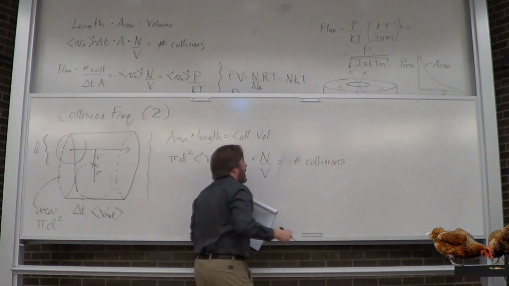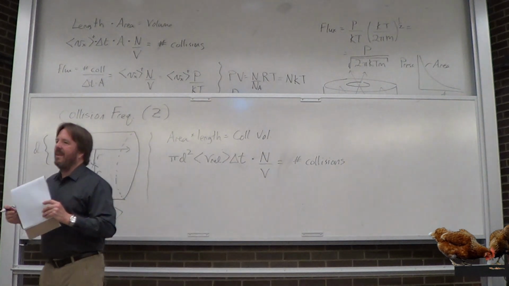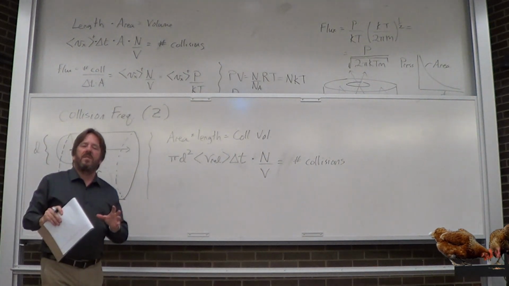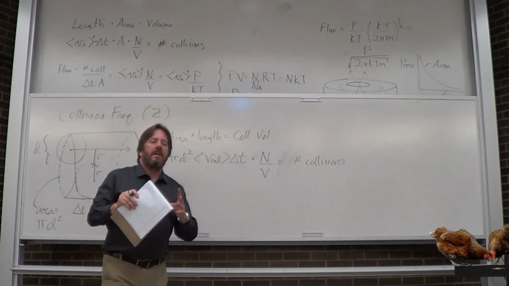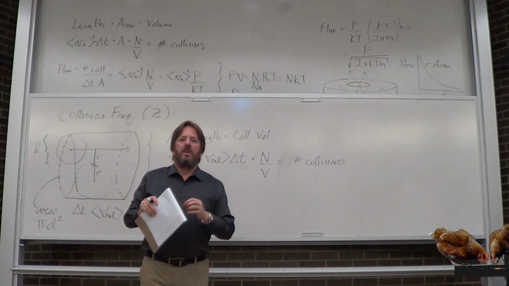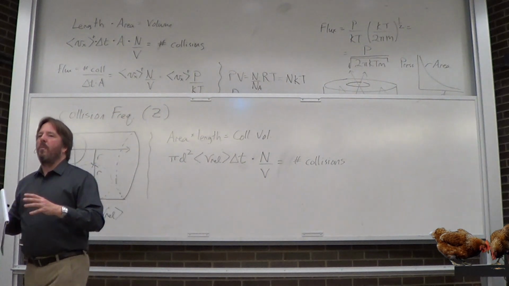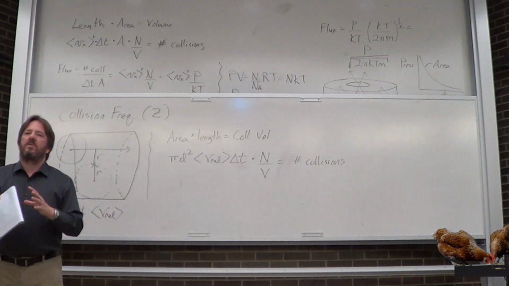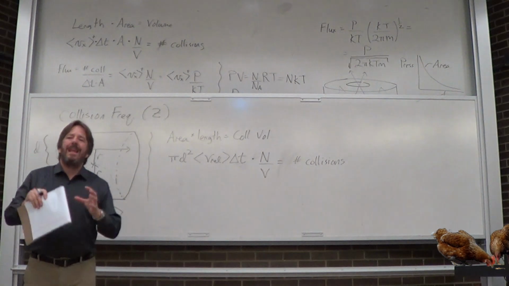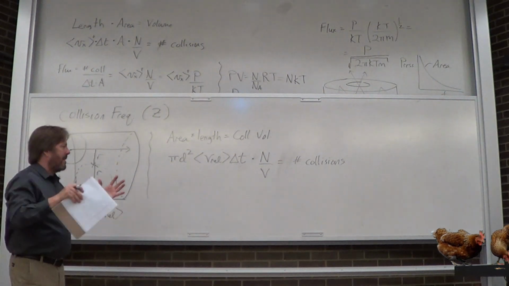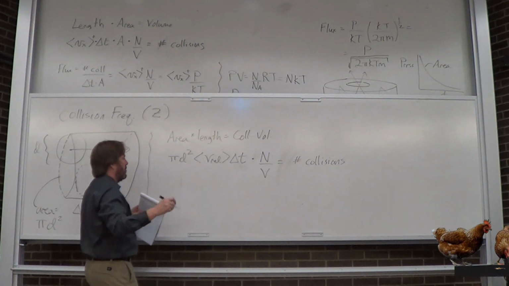Okay, so another way of thinking about this is how many molecules are in such a small volume that they have to be hitting each other. They have to be hitting each other because this volume is defined as being so small that they can't both be in that volume unless they're within two radii of each other.